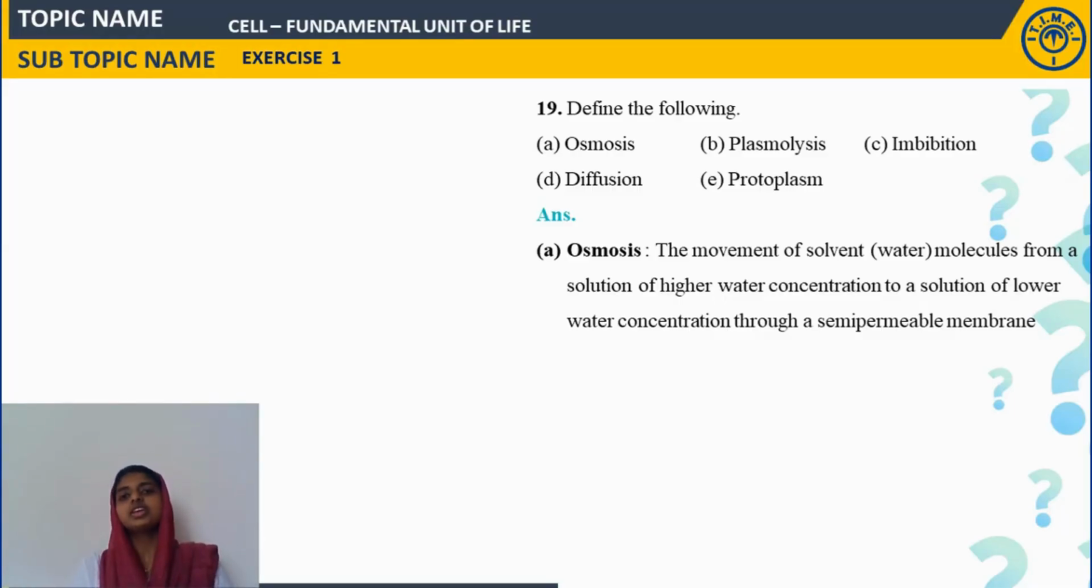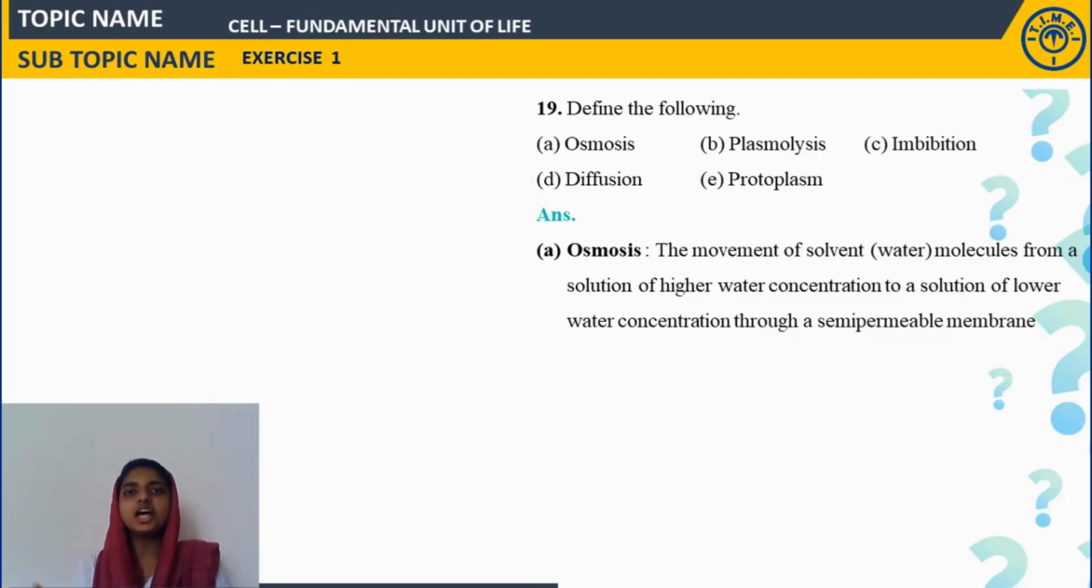Okay. Now next, what is plasmolysis? When does plasmolysis take place? Plasmolysis takes place when a cell is placed in a hypertonic solution. So when a cell is placed in a hypertonic solution, what happens? Water starts to move out from the cell into the solution. So the cell starts to shrink, or reduce its size.